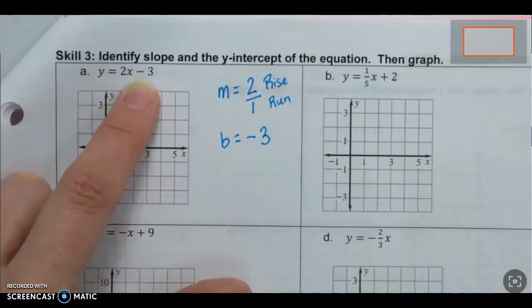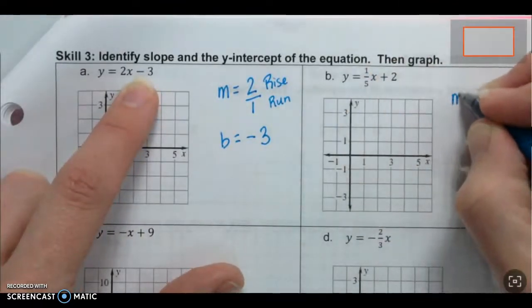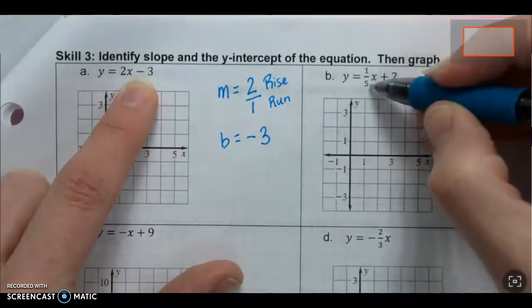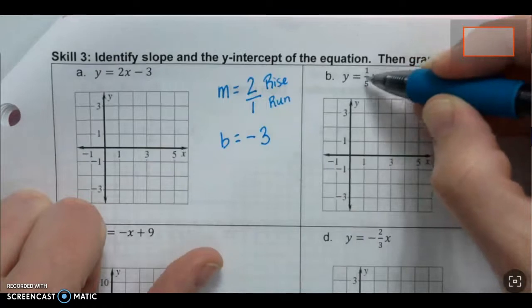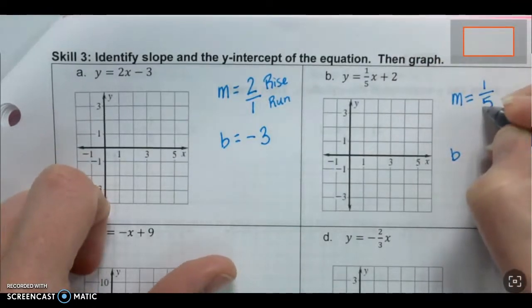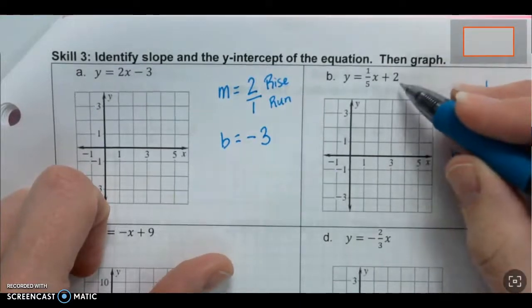So the second graph here, the b, we're going to find what our slope and our y-intercept are. So our slope, again, is the number with the x. Sometimes it's a fraction and sometimes it's not, but we're going to always write it as a fraction. And our b value is the number that does not have an x on it.